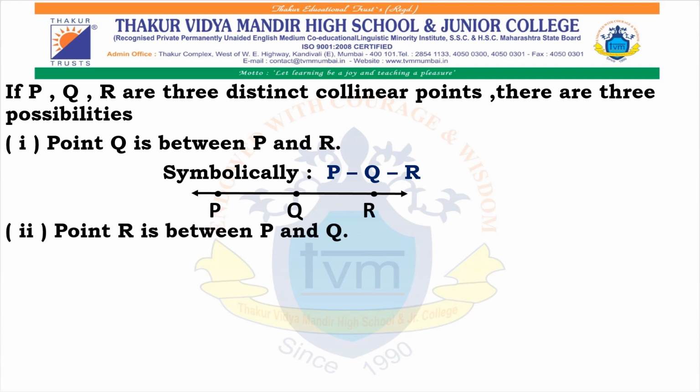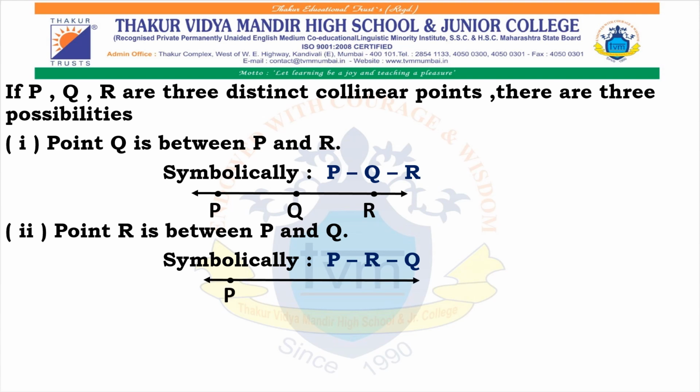Now here we have the second possibility. Point R is between P and Q. Symbolically, we can write this as P-R-Q. P-R-Q means those three points fall on the same line, and R is between P and Q. That means the position of R is fixed. It is between P and Q. You can see this number line over here. Here R is between P and Q, and all three are collinear points.